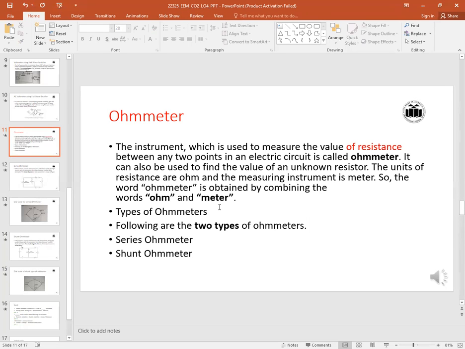It is also used in the balancing bridge to save time. The ohm meter is helpful in the balancing bridge to save time. It gives fast results. Like that, we can use the ohm meters. It may be series or shunt type ohm meters.